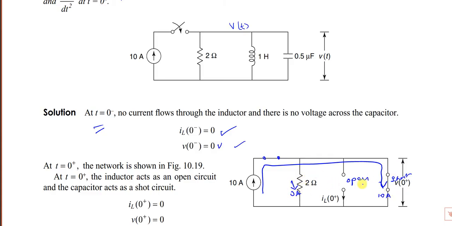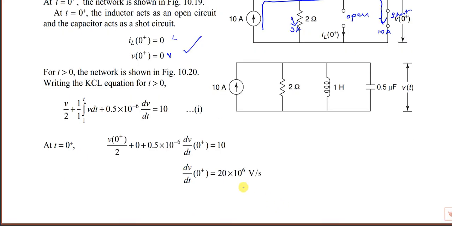So V of 0 plus is 0 volts because of the short circuit: the full current is 10 amps through the short circuit, and the resistance is 0. 10 amps into 0 is 0, or 2 ohms into 0 current is also 0. So IL of 0 plus is 0. Since it is open circuit, the current is 0, and the voltage across the capacitor is still 0 volts.